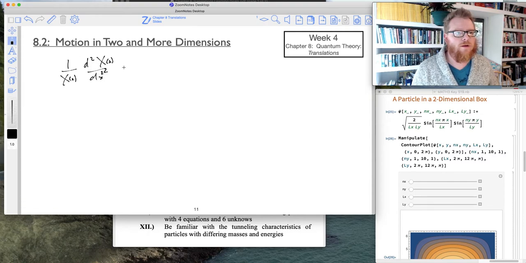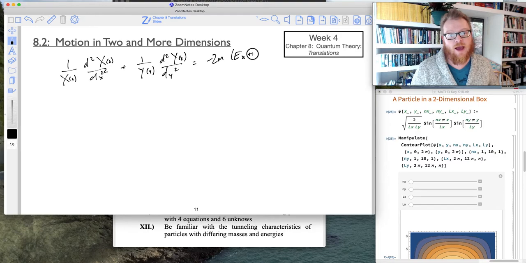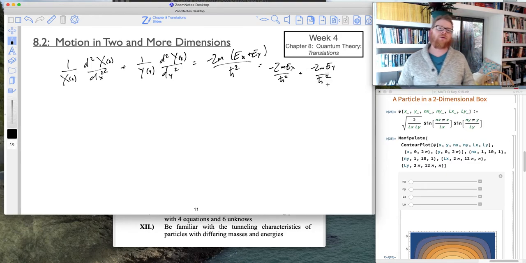Okay. And that was plus 1 over Y of y, partial squared, for the y term. And now this equals, of course, negative 2m (Ex plus Ey) over h bar squared, which of course I can write as negative 2m Ex over h bar squared plus negative 2m Ey over h bar squared.